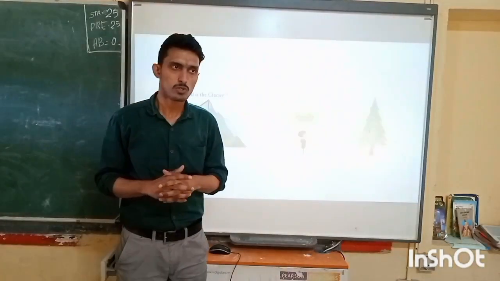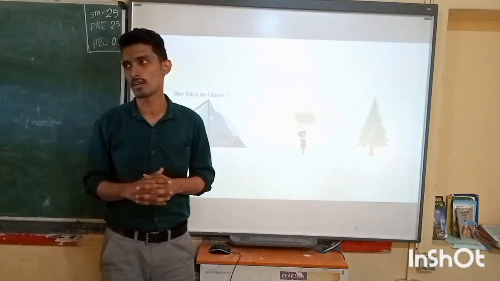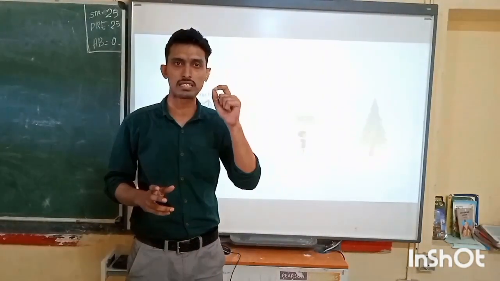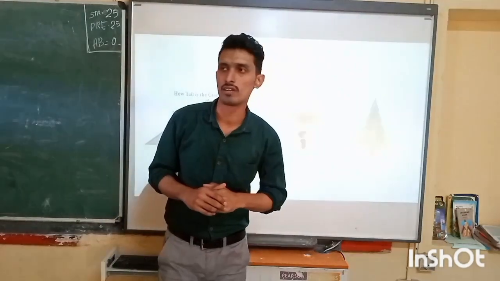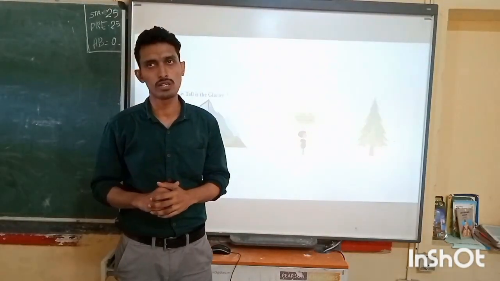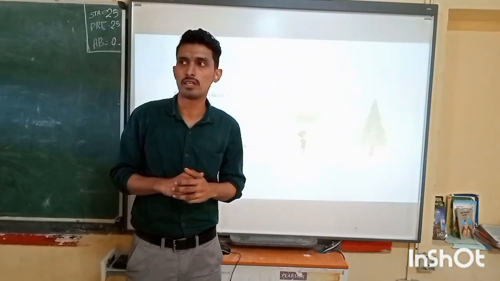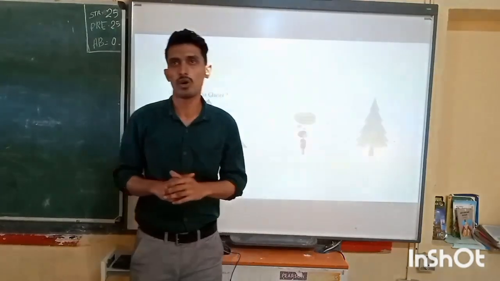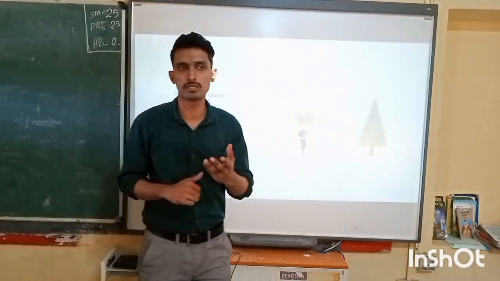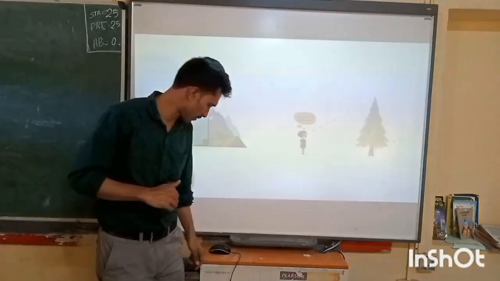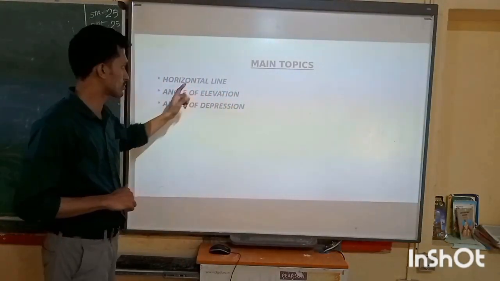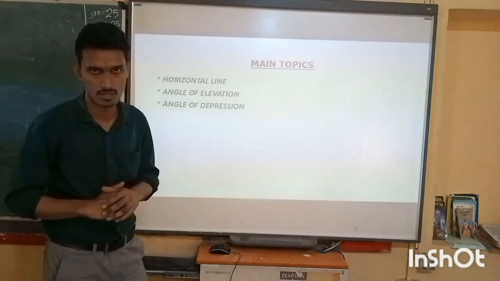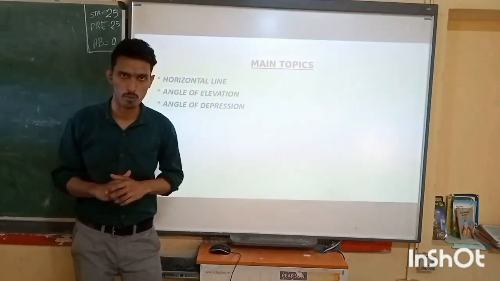So let us see. Before moving to the chapter, let me introduce the basic terminologies of this chapter. For each and every chapter, there are certain things that we have to learn. Only then we can apply it properly. In this chapter, application of trigonometry, there are mainly three things that we need to learn, right? The main terminologies of this chapter are horizontal line, angle of elevation, and angle of depression. So these are the three basic terminologies.